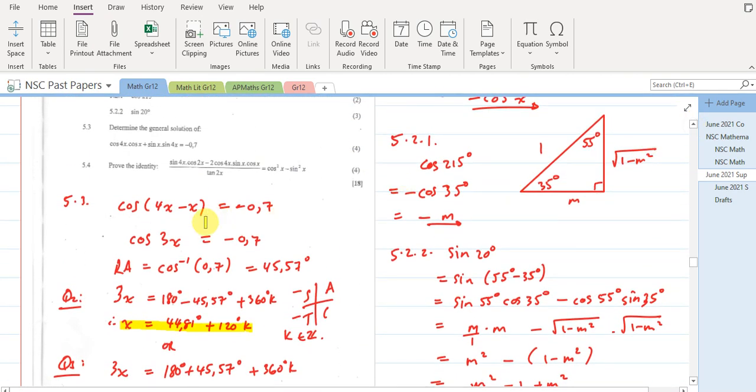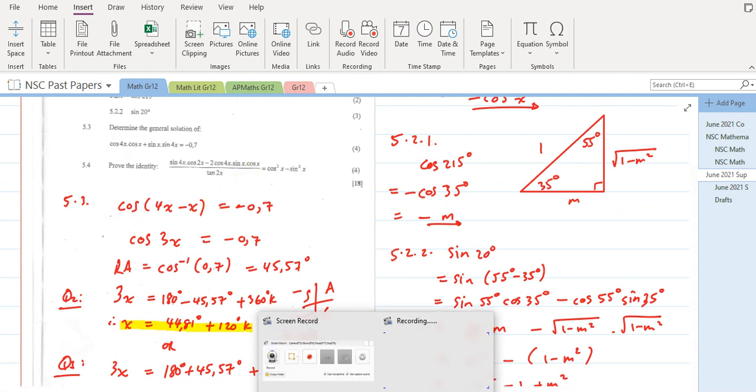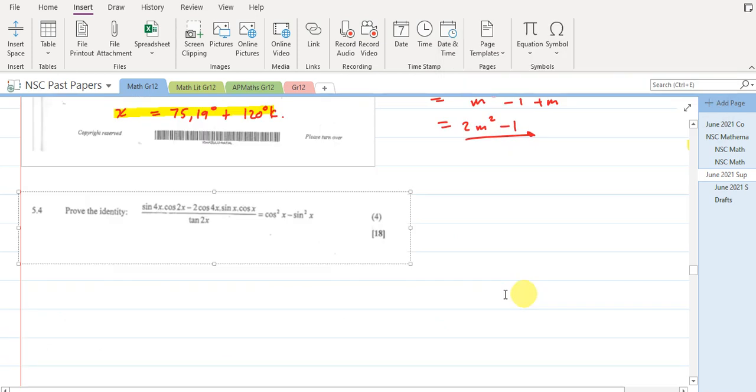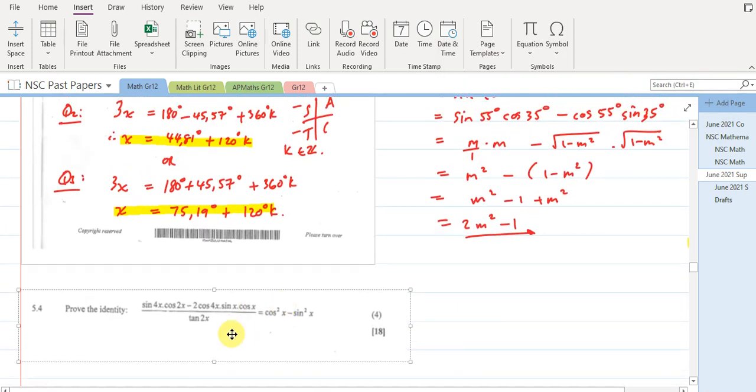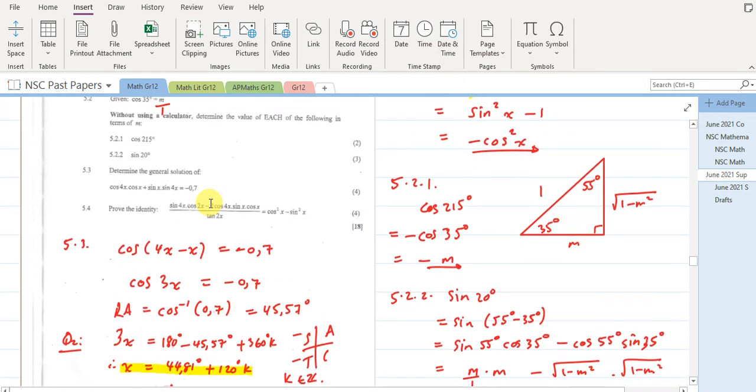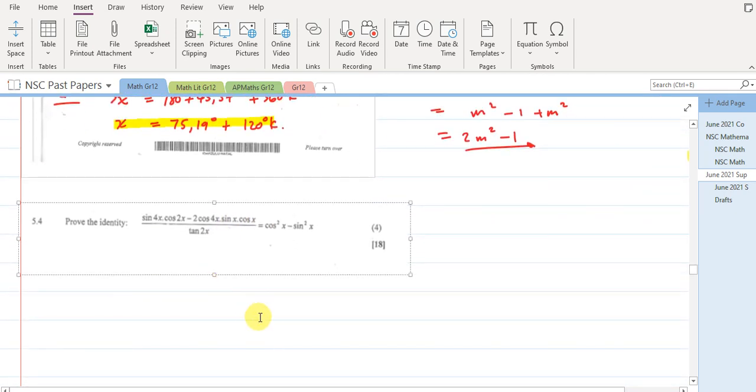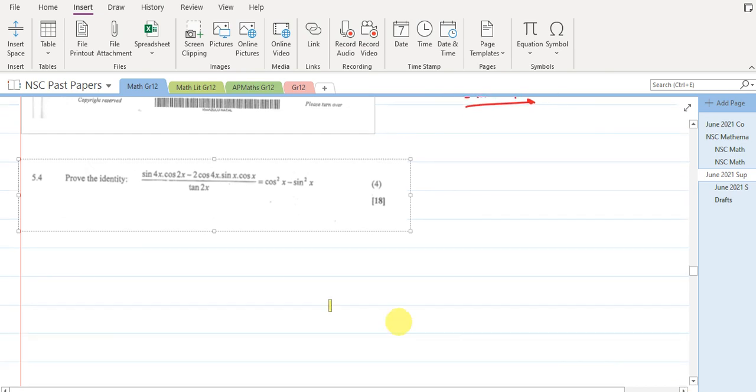In 5.4 we want to prove this identity here. So just wait a second, I just want to copy it and come back to you. Okay, welcome back guys. So I just copied this question 5.4 from here to here. Right, so I don't want to waste your time looking at my screen.